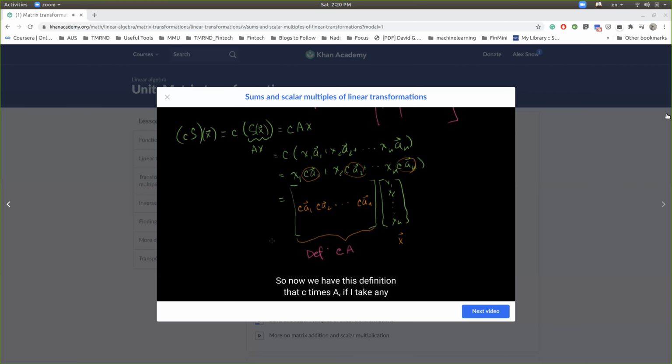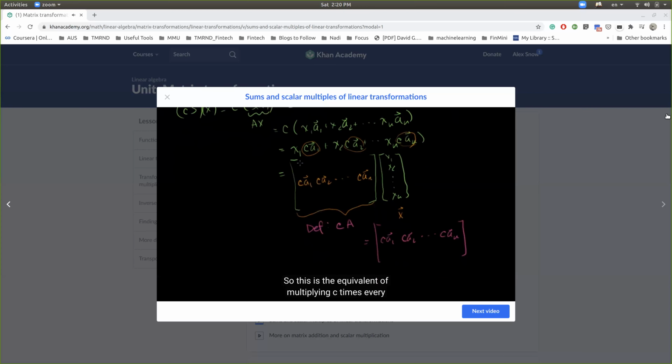So now we have this definition that c times A, if I take any scalar times any matrix A, is just equal to c times each of the column vectors: c times A1, c times A2, all the way to c times An. But what is this in effect? We know that when you multiply c times a vector, you multiply the scalar times each of the vector's elements. So this is the equivalent of multiplying c times every entry in this matrix right here.